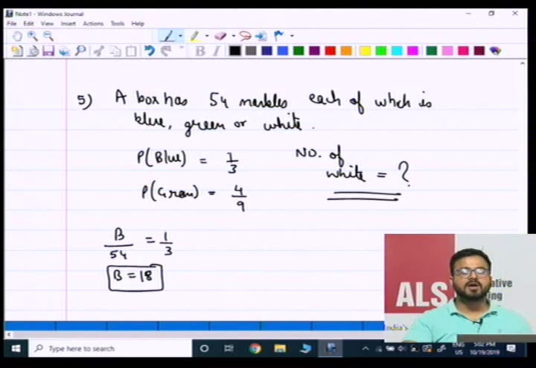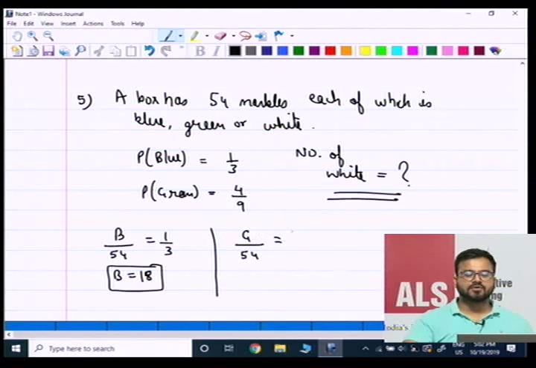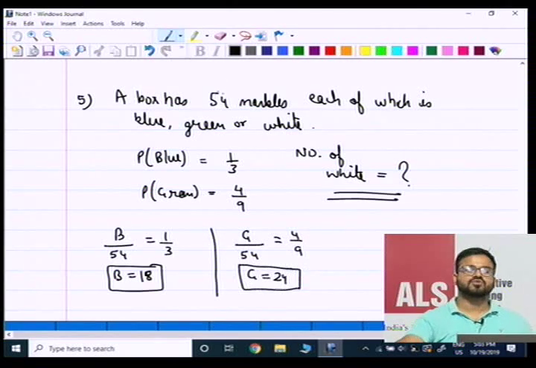Probability of green marble is 4 by 9. Let's say green marbles are G. So number of green marbles divided by total number of marbles, that is the probability, and that is equal to 4 by 9. So we can cancel out 9, 6 times. So it is 24.